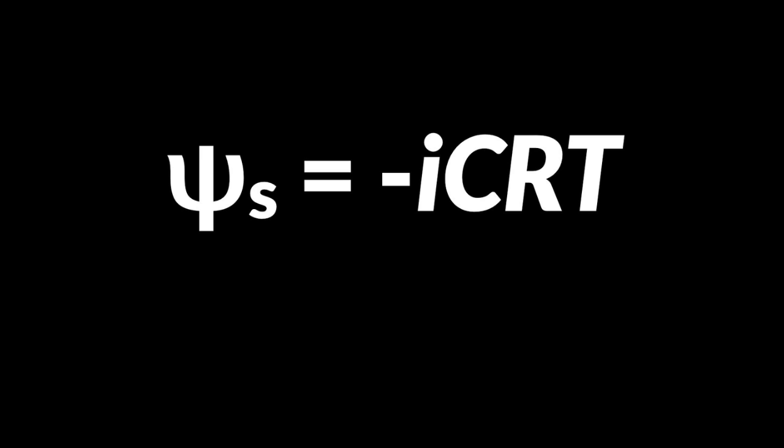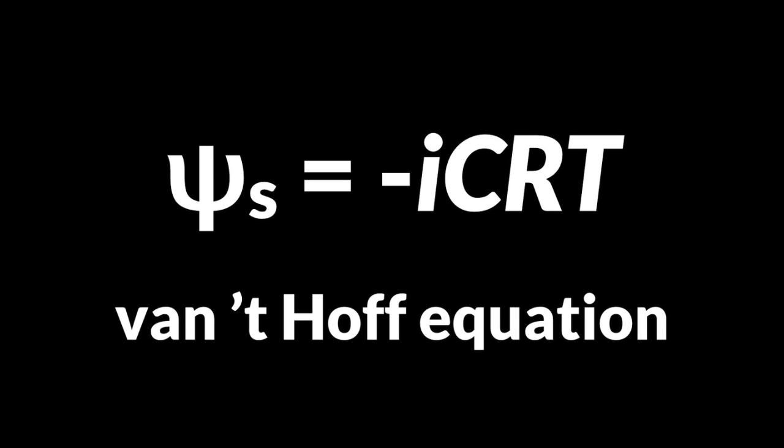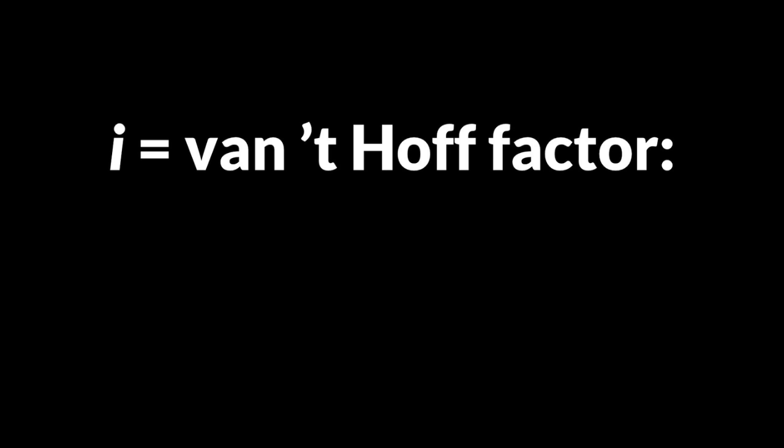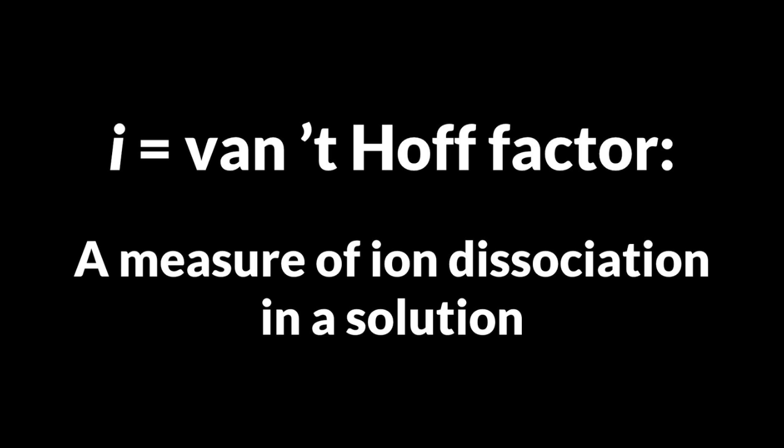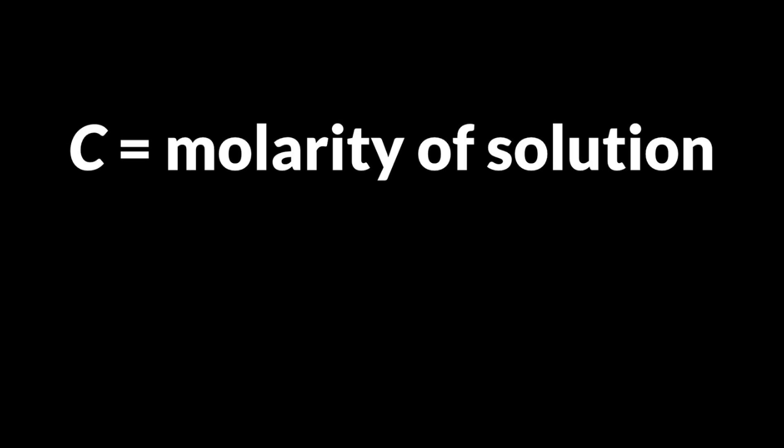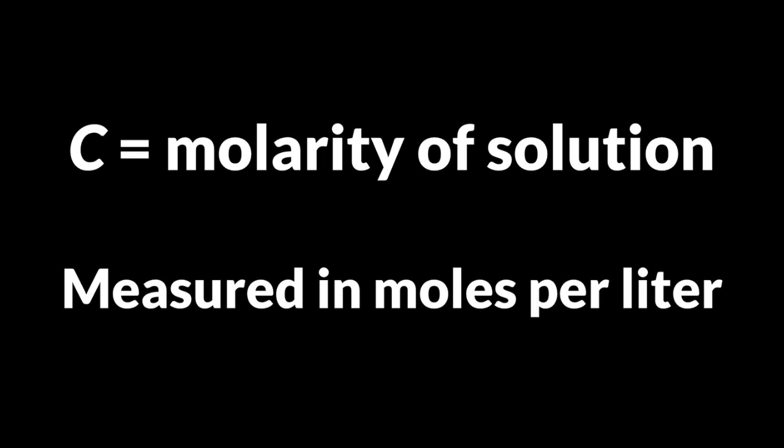First we'll talk about solute potential, psi sub s. It can be found using this formula, which is a variant of what's called the Van't Hoff equation. The variables in this formula: i is the Van't Hoff factor, a measure of ion dissociation in a solution. You should just know that for organic compounds such as sugars, the Van't Hoff factor is equal to 1. Next is C, the molarity of the solution, which is moles divided by liters, measured in moles per liter.